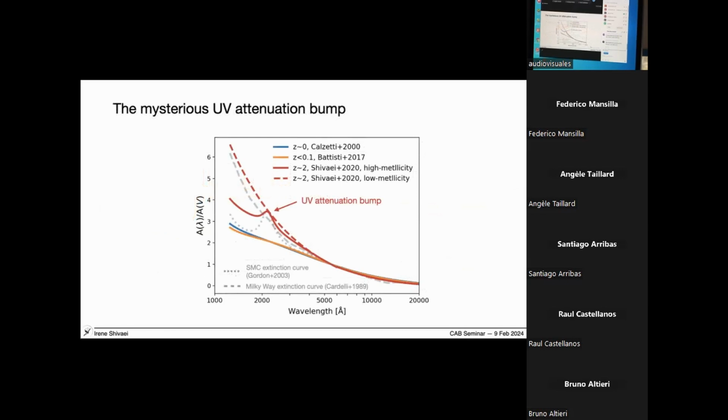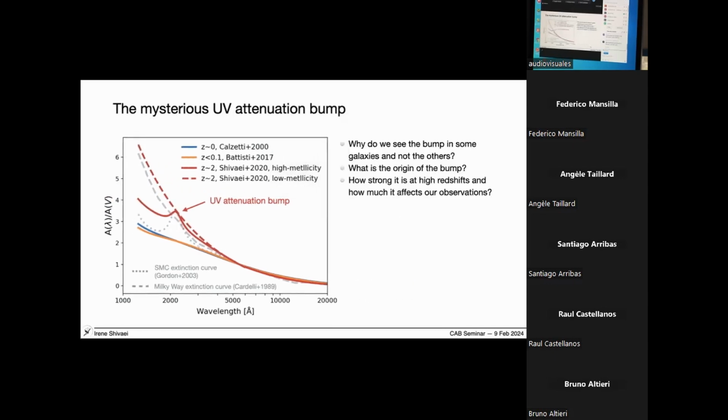The UV attenuation bump is a very broad feature, and it's a very mysterious feature that was seen in the extinction curve of the Milky Way. But in different sight lines of the SMC, in the extinction curve, it was completely absent. And in the LMC, for example, it was something in between. At high redshifts, there have been multiple studies where some of them observed it and some of them didn't. In this work, we saw that it's very significant at high metallicities, but not detectable at low metallicities. So we were thinking, why do we see this bump in some galaxies and not the others? What is the origin of it?